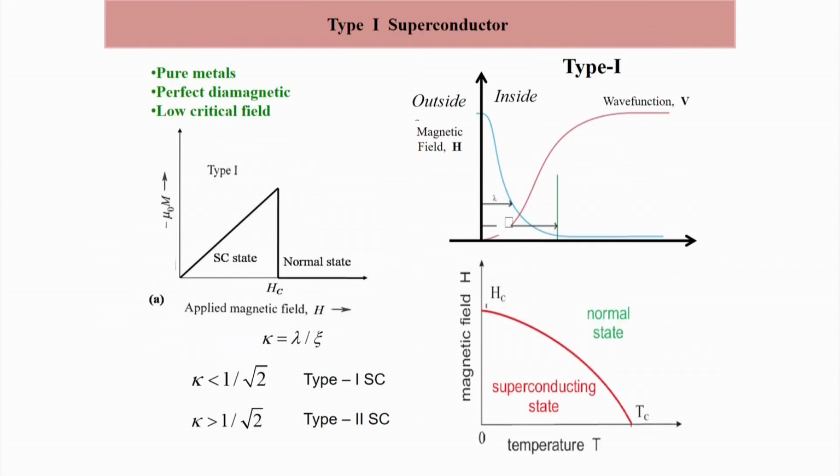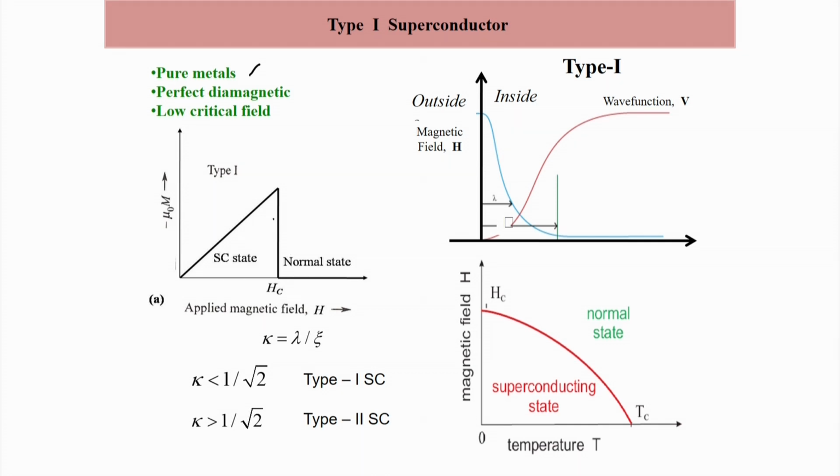Now, there are two kinds of superconductors we have already said, type 1 and type 2 superconductors. Type 1 superconductors are pure metals, which is what we have seen in the periodic table. They are perfect diamagnets and they have a lower critical field. So, the M versus H diagram, which is called a phase diagram of superconductors: as you increase H, the M keeps going linearly, and then suddenly it drops as you further increase H.